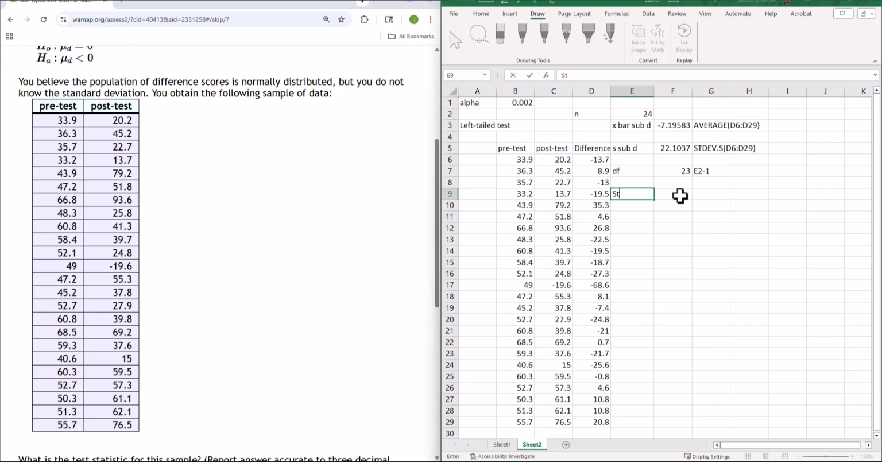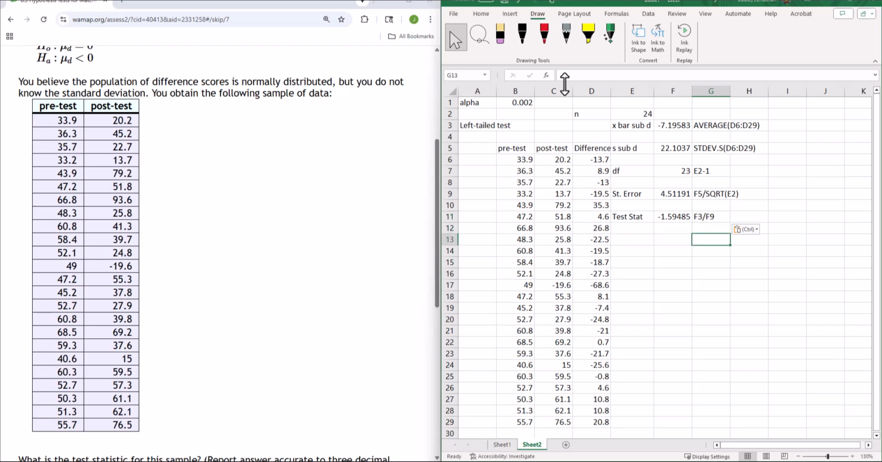To find my test statistic, I need the standard error, which is going to be the standard deviation of the sample differences divided by the square root of n. And then I get my test stat here. And it's going to be x bar sub d divided by the standard error, because we already kind of have that differences taken care of.